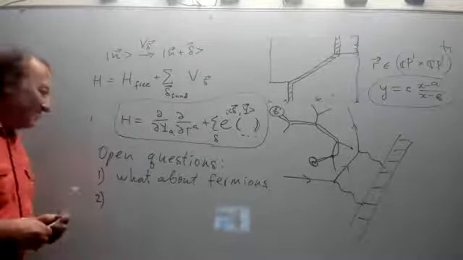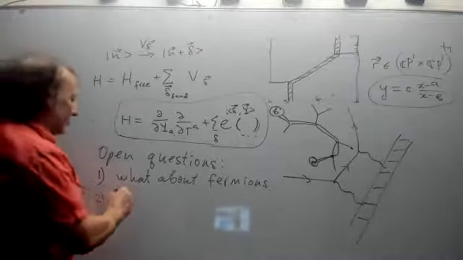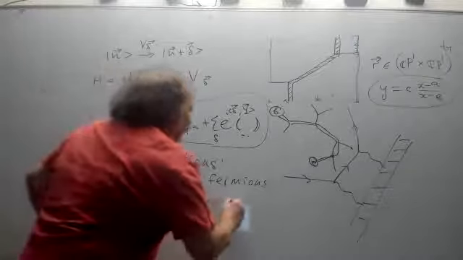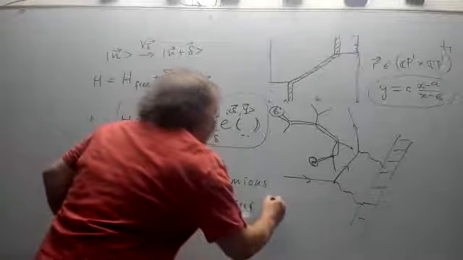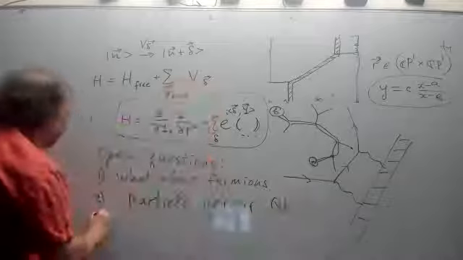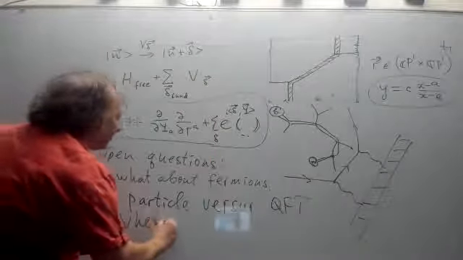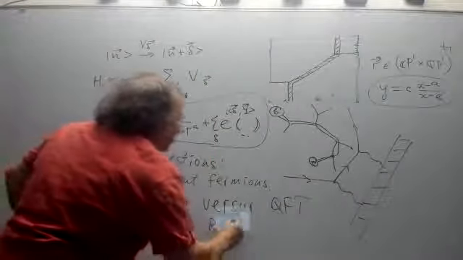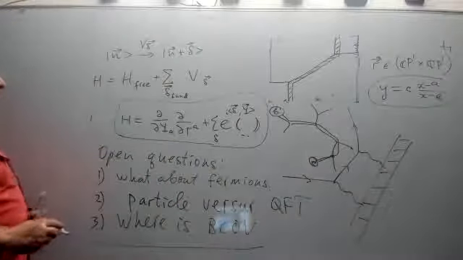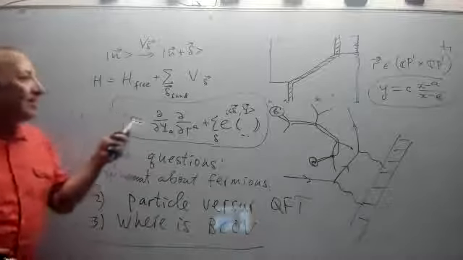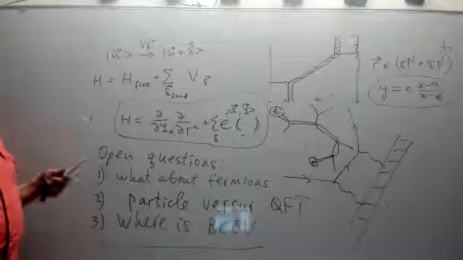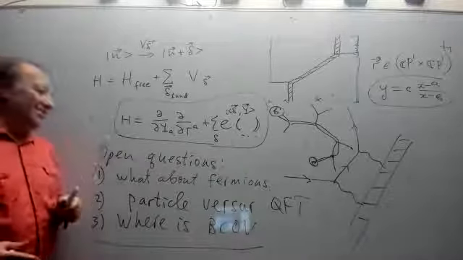What about fermions? Then particle versus field theory, QFT. And third, where is BCOV? And this I will explain on the next talk. So, at least Pasha, did you get the equations? Did you get the puzzles here?